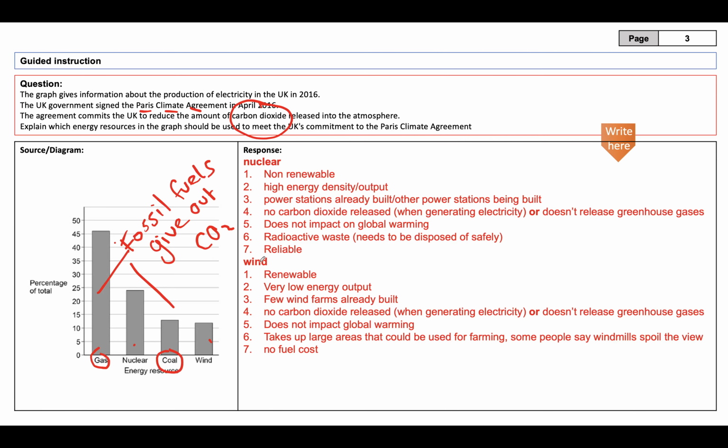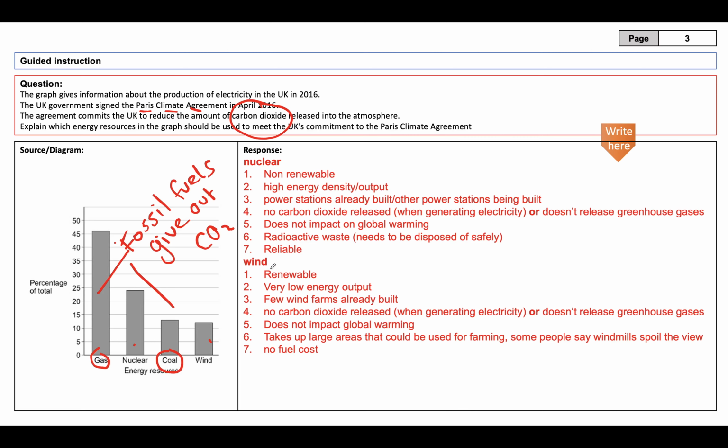Again, I've put up my 7 points. I've stated that nuclear is non-renewable. You've got a high energy density or output. You've got power stations that are already built, so that's talking about infrastructure. There is no carbon dioxide released, so it doesn't impact on global warming. However, the environmental impact is that it produces radioactive waste, and any relevant information, well, it's very reliable. So you know exactly how much power you're going to get. It doesn't really matter if it's windy or what.